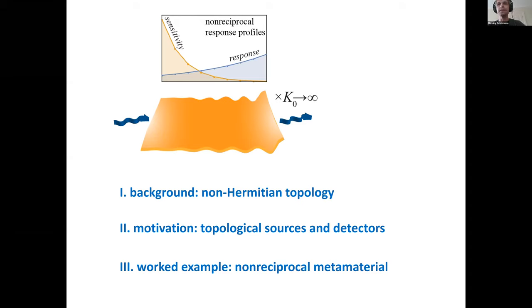And the context will be to go away from the more mathematical questions about non-Hermitian topology and think about physical applications. And the most interesting ones, which are actually intimately tied to some mathematical notions of topology, as I will explain, is what is a topological source and what could be a topological detector, and in which way can a source be different from a detector. And this leads me to the main part of the talk, where I will explain how sources and detectors really differ from each other if you look at so-called non-reciprocal media.